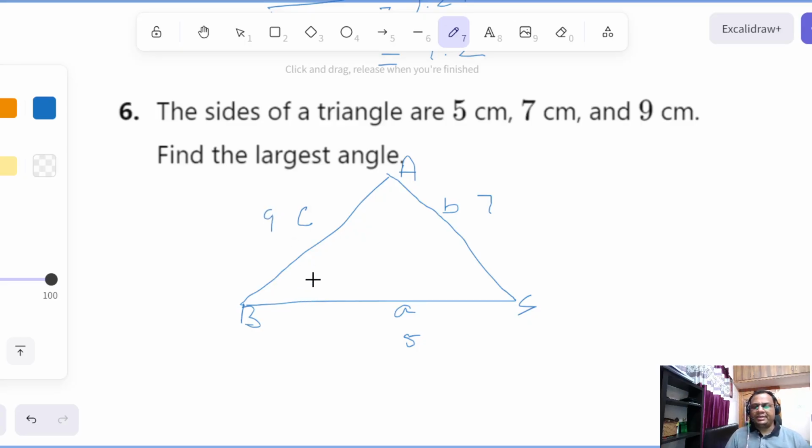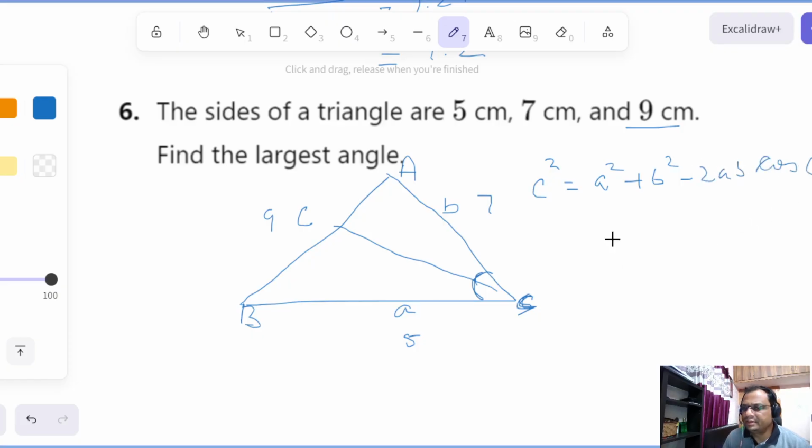So we know one thing, the angle opposite to the greatest side will be the greatest angle. So this 9 is the greatest side. The angle opposite to that will be the greatest. So basically you need to find this angle C. So let's use that cosine law, which says c square equals a square plus b square minus 2ab cos of C. Everything is given, we just put in here 9 square equals 5 square plus 7 square minus 2 times 5 times 7 times cos of C, which we don't know.